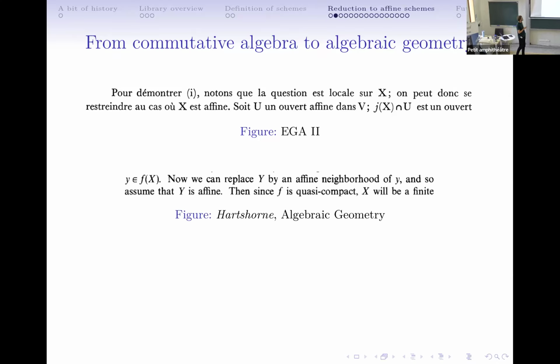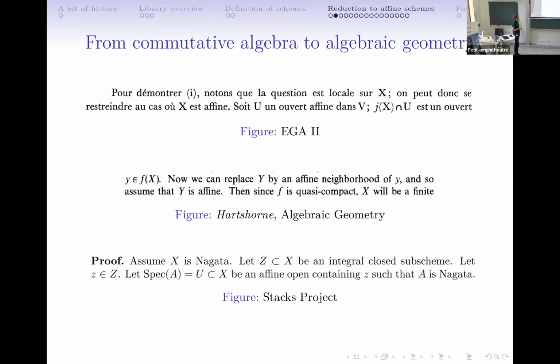So it doesn't work, unfortunately. Another example, so it's not only the French that do this. In Hartshorne: now we can replace Y by an affine neighborhood, and so we may assume that Y is affine. Well, also a good proof, but unfortunately also this is not a tactic. And another thing that is of slightly different nature, but a similar way of reasoning. So we have some proof about Nagata schemes, whatever that is, but then they say, let spec A be U, a subset of X, be an affine open containing Z. Well, also a very innocent-looking line of proof.